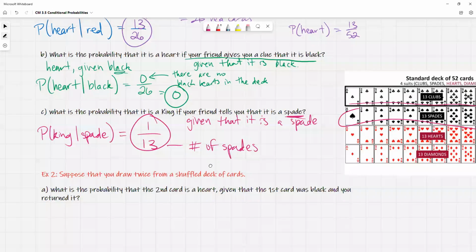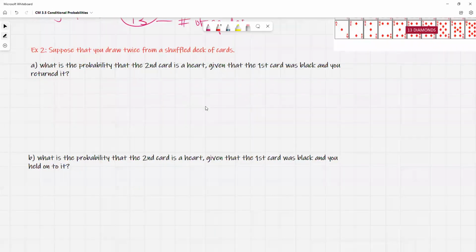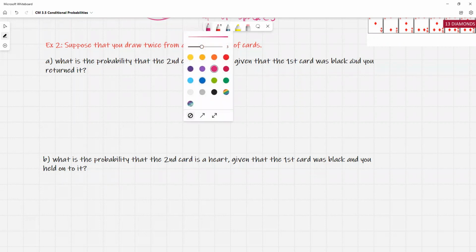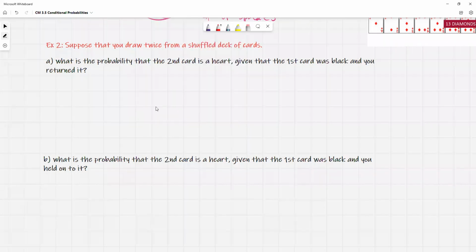Okay, so that's what we do when we are dealing with just one single card or one single thing. Now what happens when we do 2 things in a row, when we do a sequence of events, okay? So suppose that you draw twice from a shuffled deck of cards. What is the probability that the second is a heart given that the first card was black and you returned it, okay? So the important thing to note here is that even though this is a sequence of events, even though I'm doing one thing right after the other, this is still the one probability that we care about, okay?